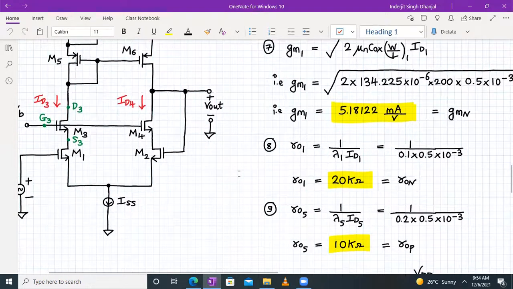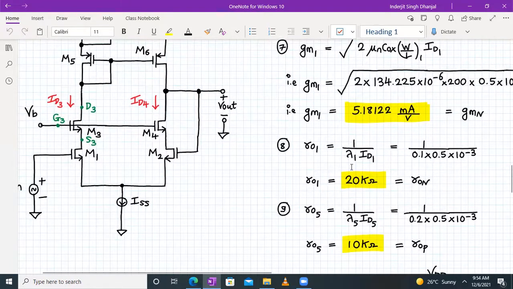Next, we calculate RO1. So RO1 is 1 upon lambda 1 into ID1. Now, M1 transistor is NMOS, so lambda 1 value is 0.1 into ID1 is 0.5 milliampere. So 1 divided by 0.1 into 0.5 milli, that will be 20 kilo ohms. So RO1 is equal to RON, which is equal to 20 kilo ohms.